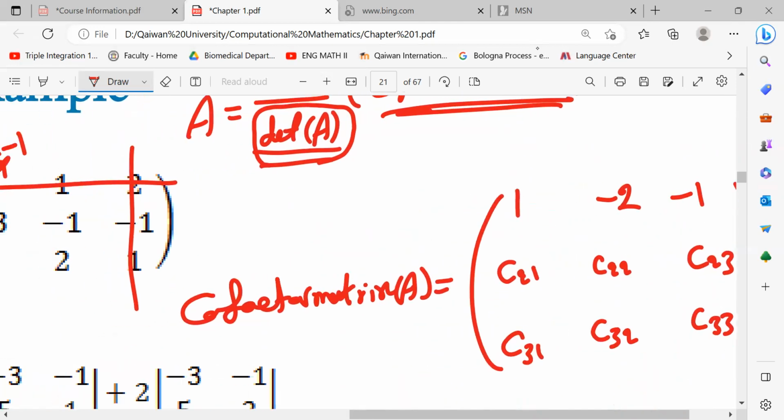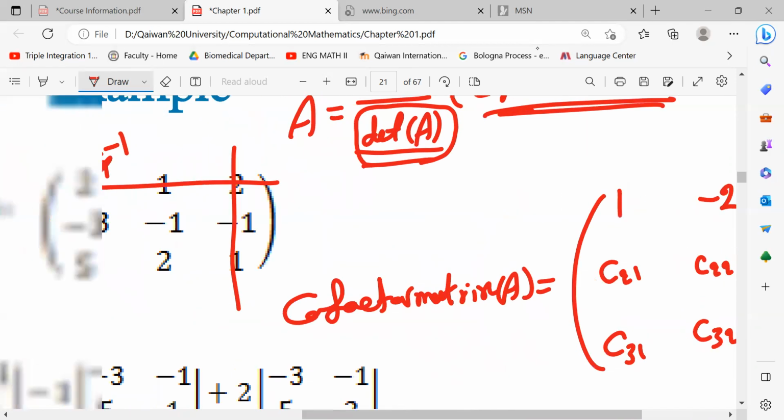Then we find C21, C22, C23, and so on. Okay, we find these all. Let's find C21.